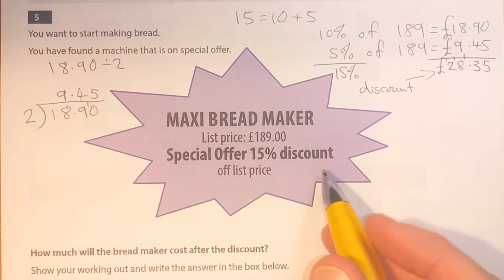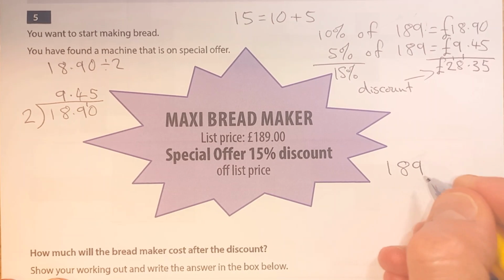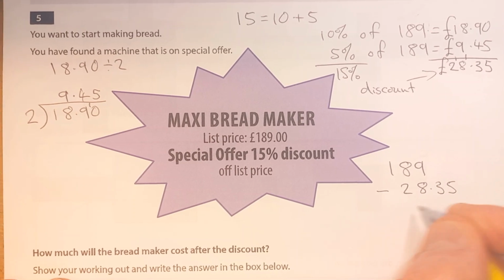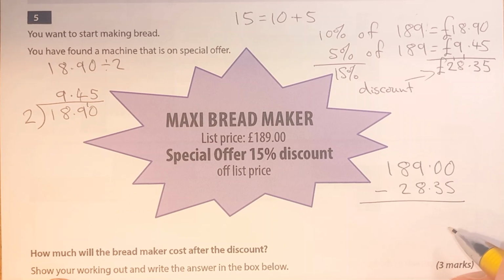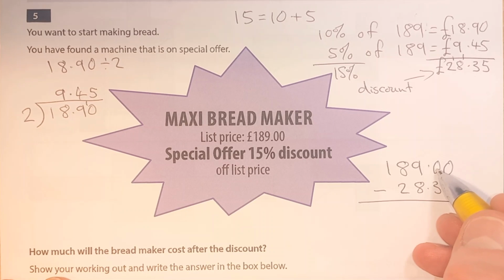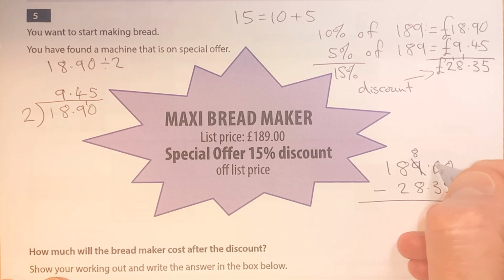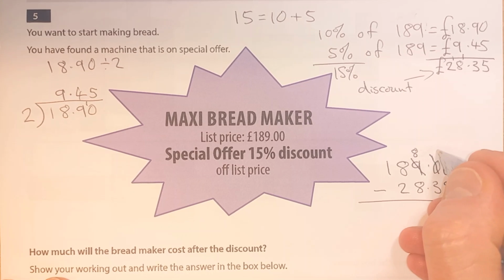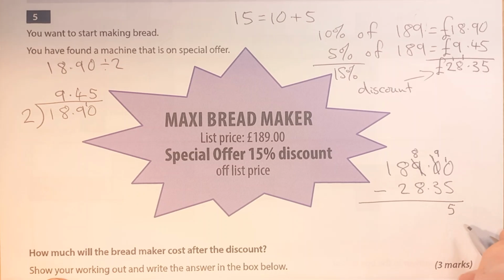Okay. So we need to take that off of the original value. So we've got £189 and we're going to subtract £28.35. Now to give us something to take away from, we can put our zeros on here. Well, we can't take 5 away from 0, so we're going to have to look here to get something. Well, that's still a 0, so what we're going to do with the 9 is reduce that to an 8 and pass that 1 over. And then to get a 1 over here, we're going to reduce the 10 down to a 9 and pass 1 over there.